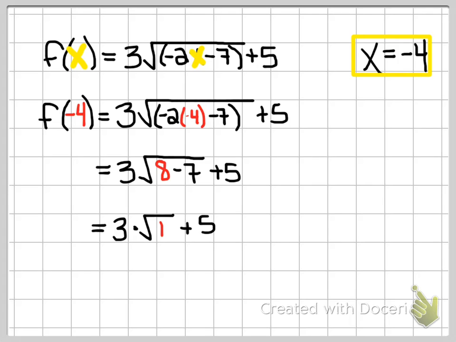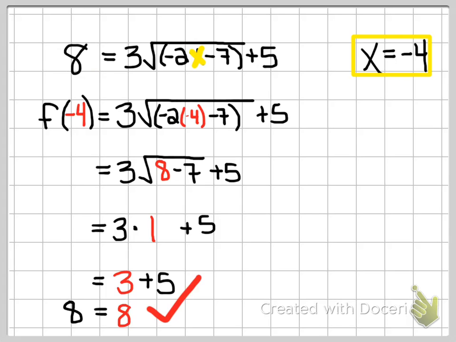We can see that the quantity underneath the square root symbol simplifies to a 1. So 3 times the quantity of square root of 1 increased by 5. The square root of 1 is a 1. So 3 times 1 is 3, increased by 5. The answer is 8. So let's compare it to the original quantity that we related it to, and that was an 8. So 8 is 8. We maintained equality, so our solution is true.